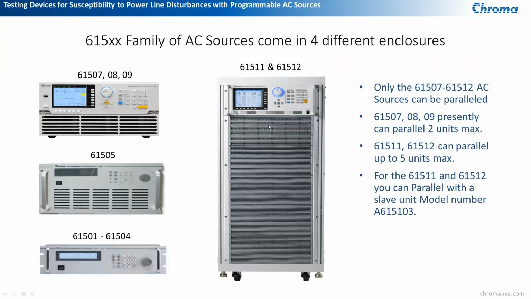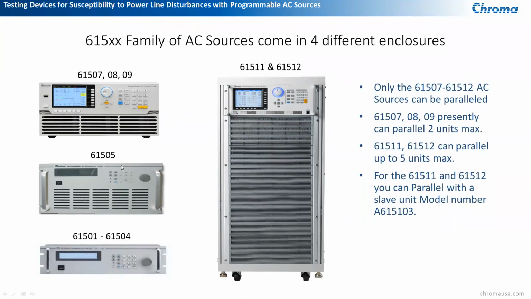Or you can parallel 2 of these units as well, or up to 5 of these units to get up to 90 kVA. Same with the 61507, 8, and 9. You can parallel these units, parallel 2 units with this one, and still get all the same features and functions when they're in parallel. The 61505 is an older product.